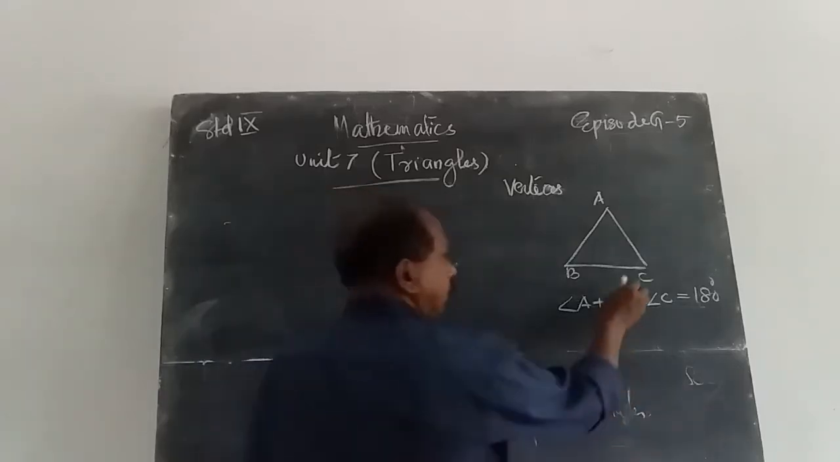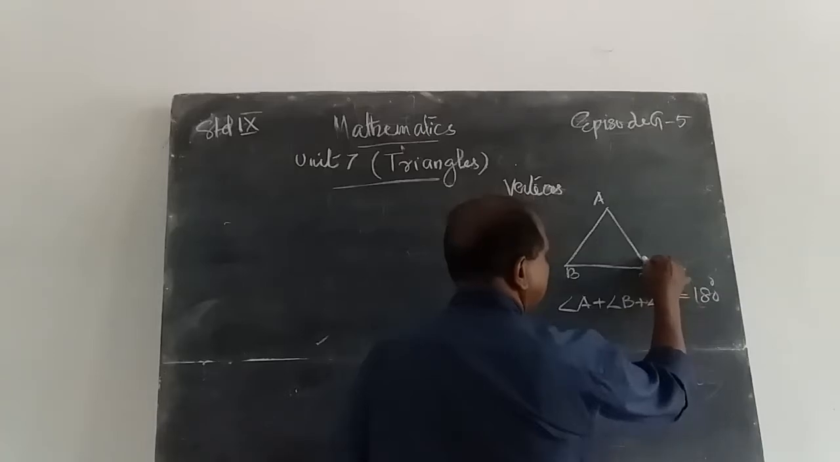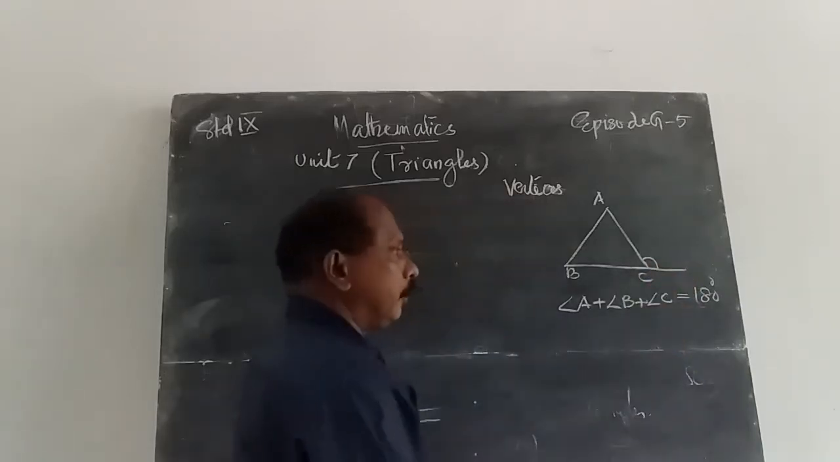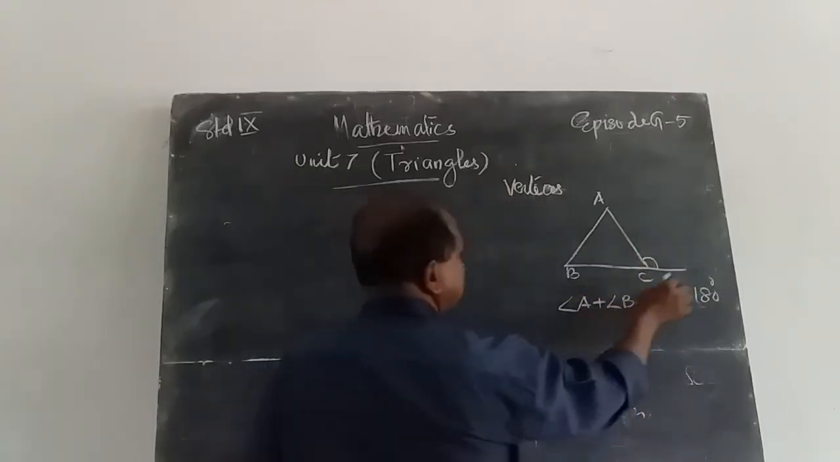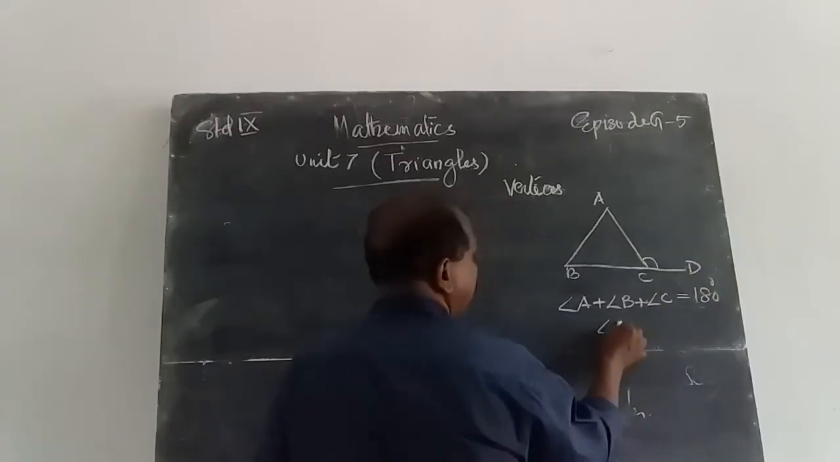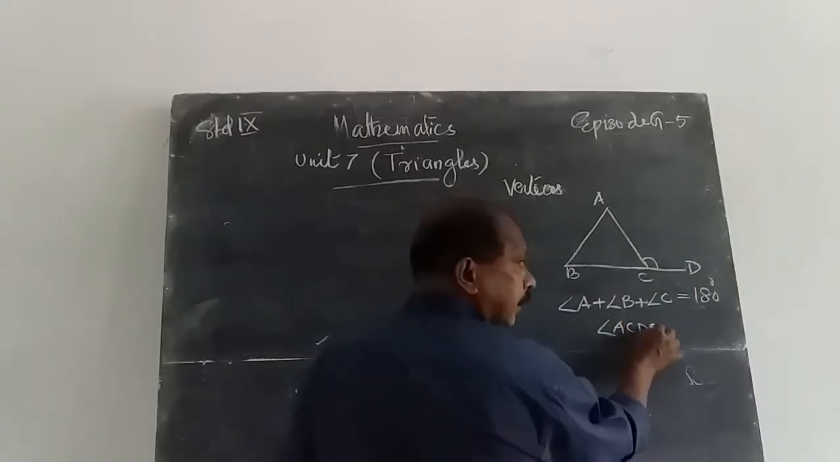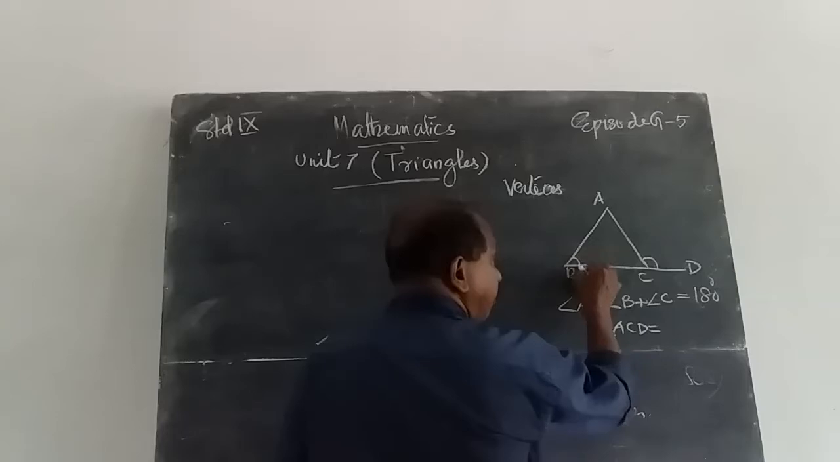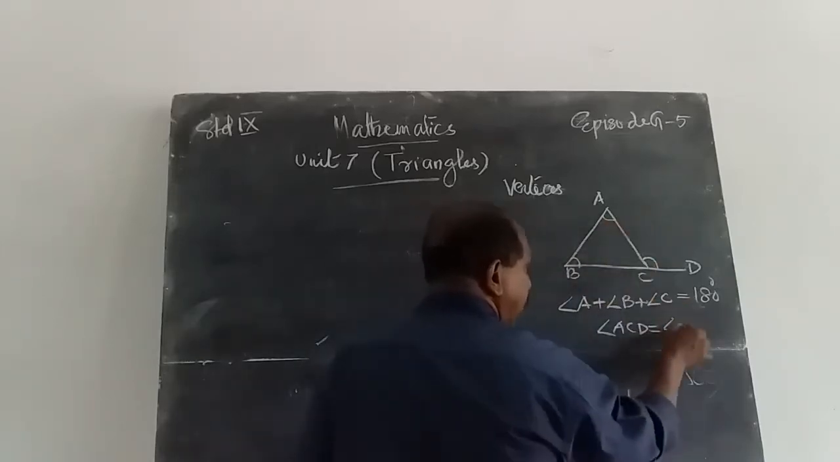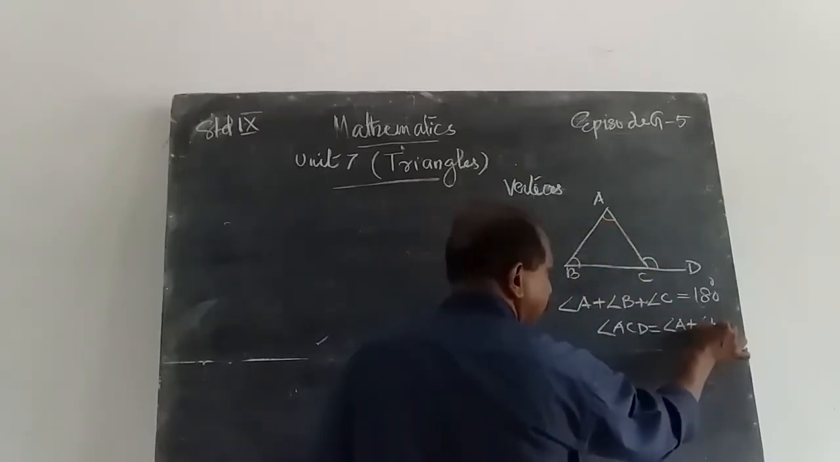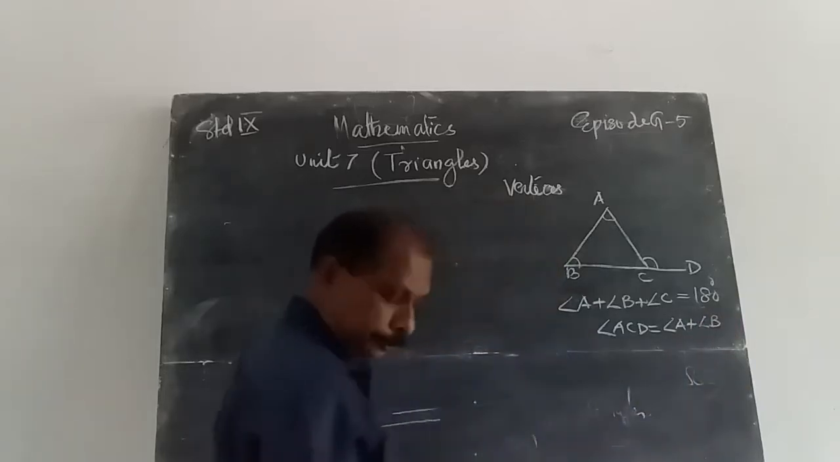And we know that there is an external angle at the vertex C. Therefore, this external angle, that is angle ACD, is equal to the sum of the opposite interior angles, that is angle A plus angle B. These are the main properties of a triangle.